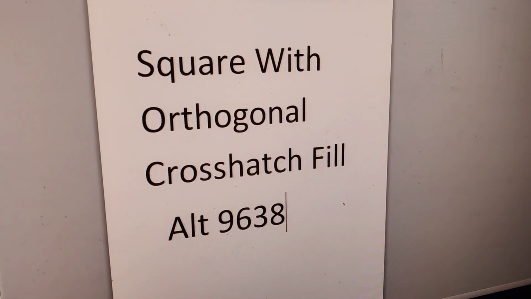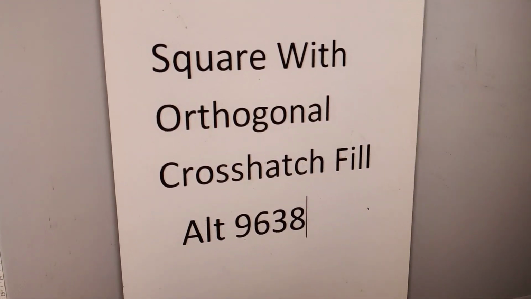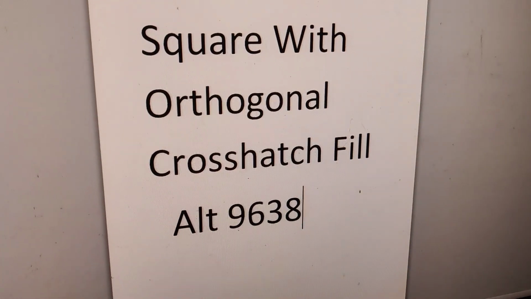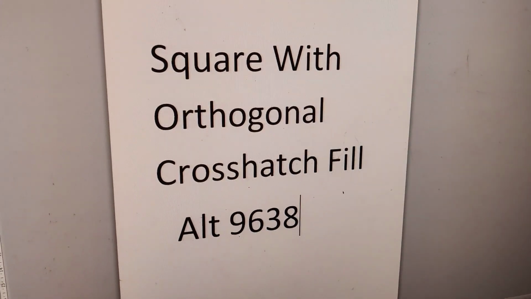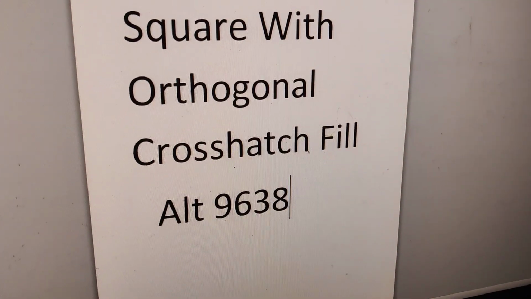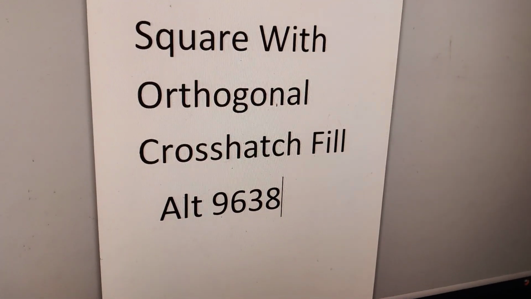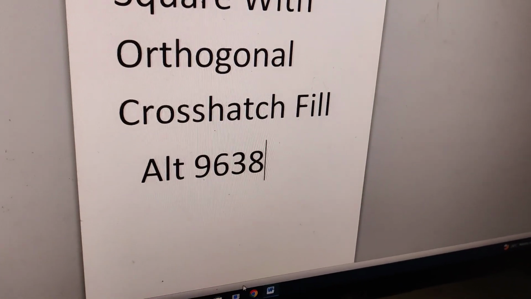Suppose you open Microsoft Word on your Windows computer and want to create a square with the orthogonal crosshatch fill symbol. You must remember this keyboard shortcut: Alt 9638. Okay, I'll show you how to create it.